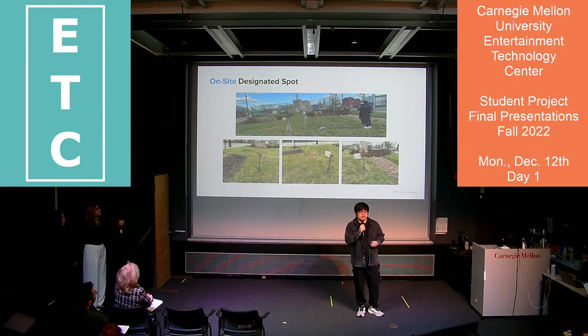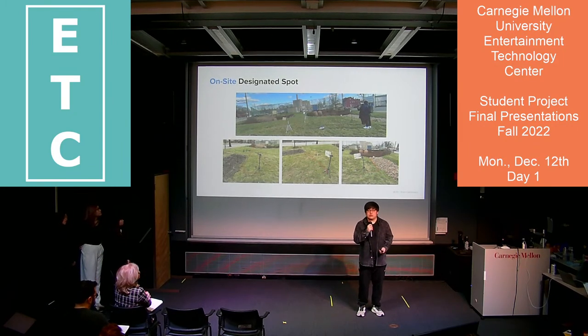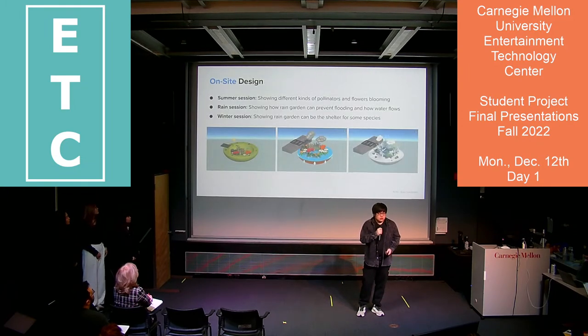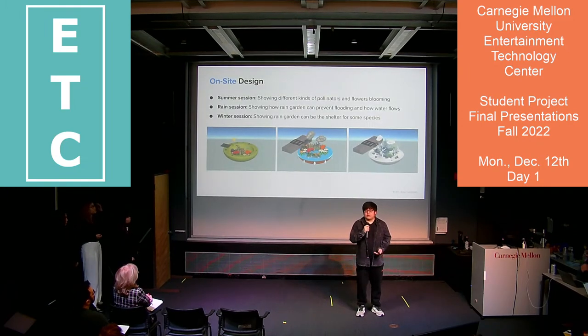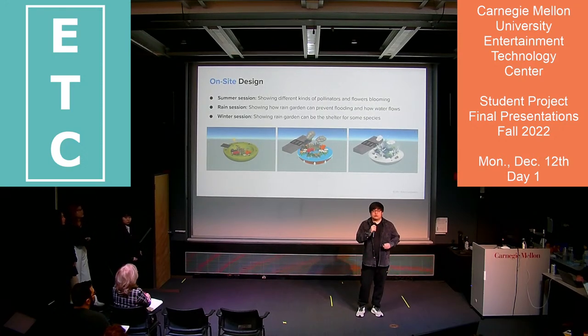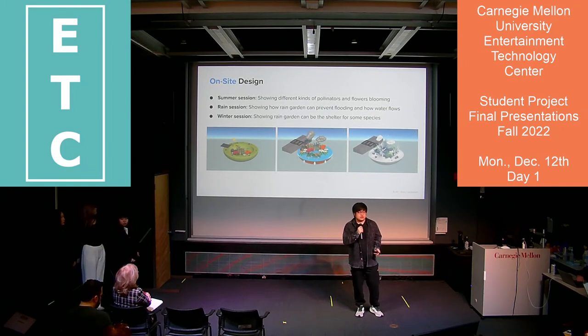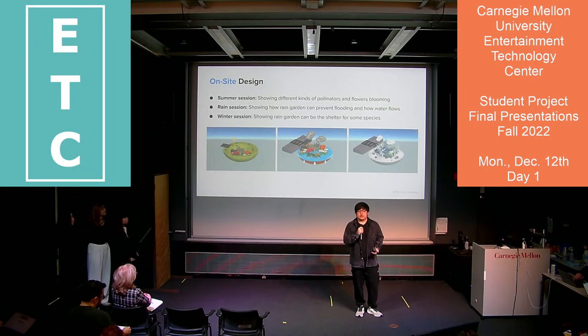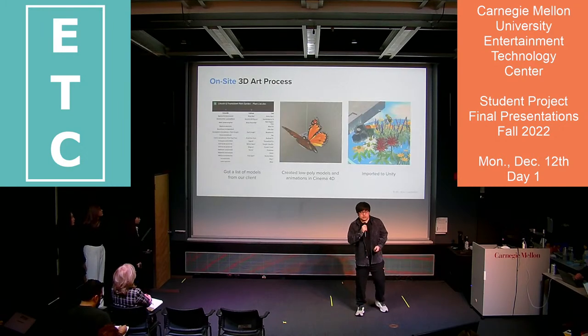We also include the distance measurement and sign specification in our manual documentation. So we try to utilize the magic of AR technology to illustrate the rain garden in different seasons so that our users can experience them all at once. We also want users to experience the ecosystem of the rain garden. So for the summer season, users can see pollinators and flowers. For the rain season, users can see how the rain garden can prevent flooding. And for the winter season, users can explore and see how the rain garden can provide shelter and food for some species during the winter. And Leah will talk about on-site art.